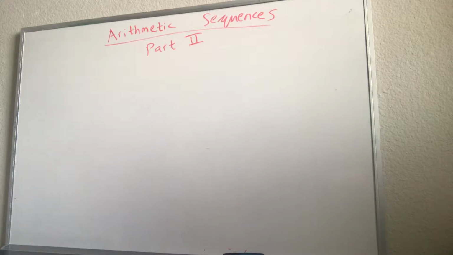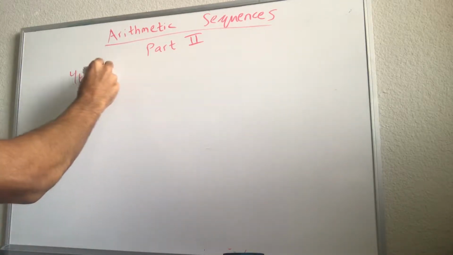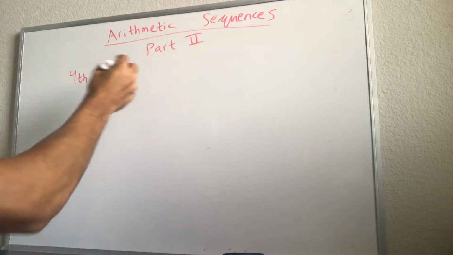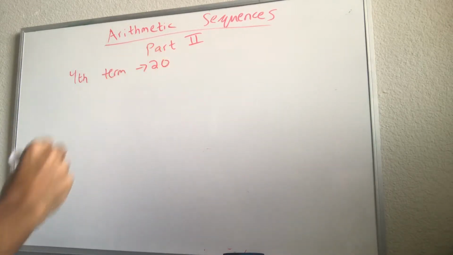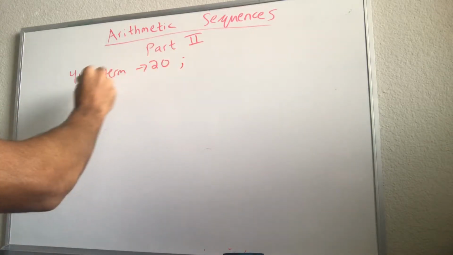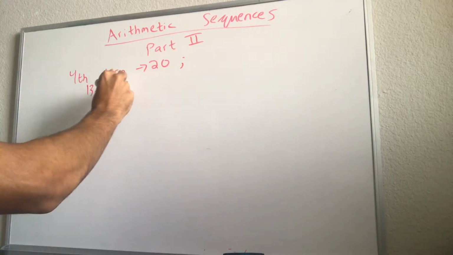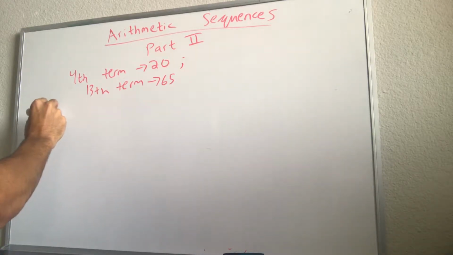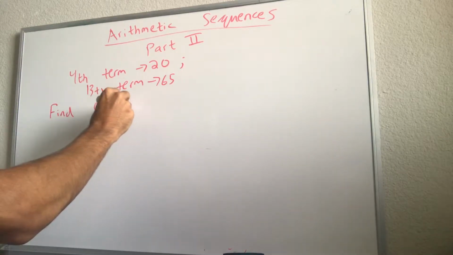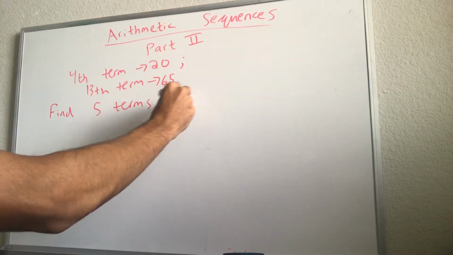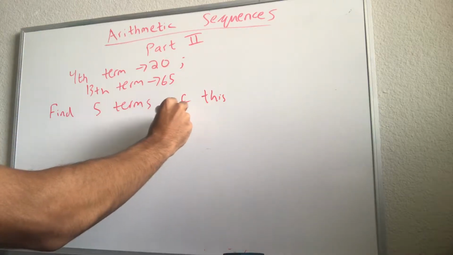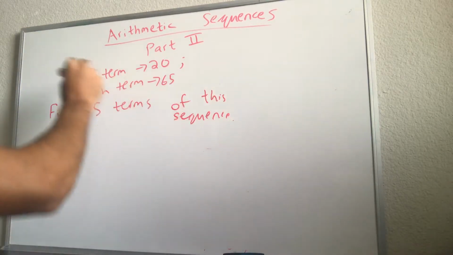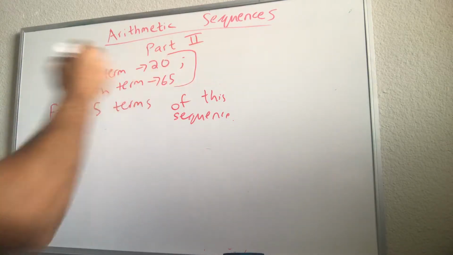So the first problem that I have here is the fourth term of an arithmetic sequence is 20. So let me just write that. The fourth term of an arithmetic sequence is 20. So this is given. And then we also know that the 13th term is 65. And we're supposed to find the first 5 terms of this sequence here. So that's the question. And we have these first two facts given to us, the fourth term and the 13th term.